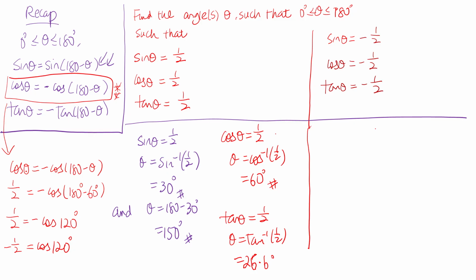You will see that tangent of 180 minus 26.6, let me use the calculator. So 180 minus 26.6, so tangent 153.4 degrees will give you negative half.